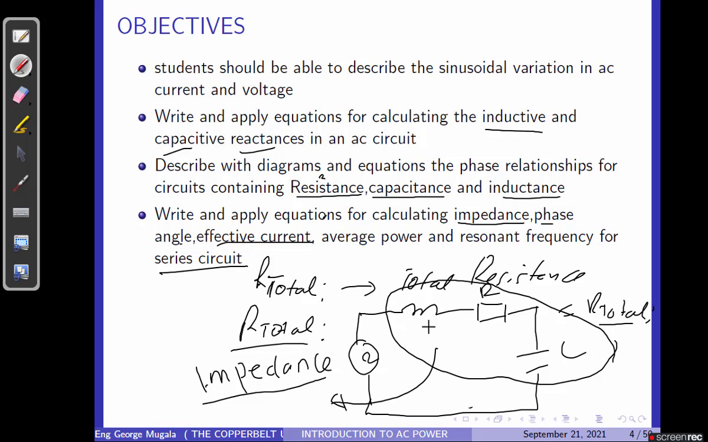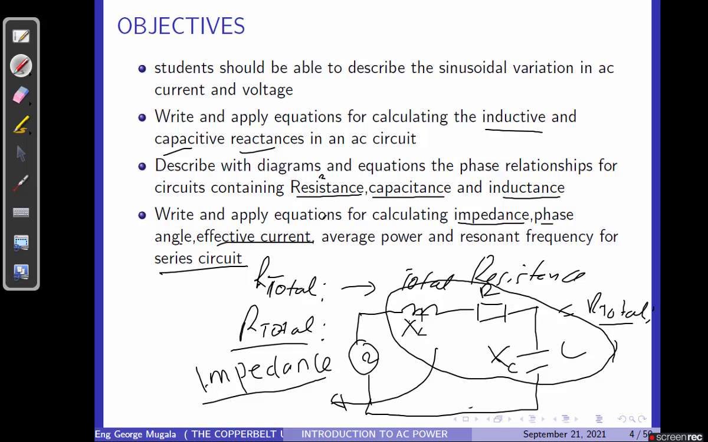Now, by the way, guys, we will see very soon that the total resistance of a circuit in AC is called the impedance, because this impedance is a total calculated from the reactive inductance plus the resistance plus the reactive capacitance. When we talk about the reactive inductance, we normally give it the term XL. Whenever you see XC, it's called the reactive capacitance. And whenever you see the resistance, this is just what we know.